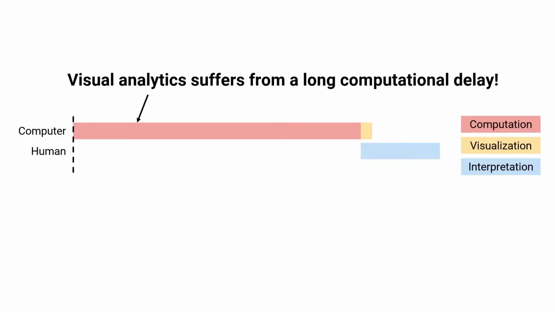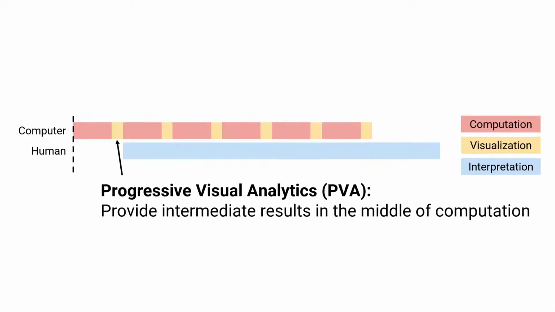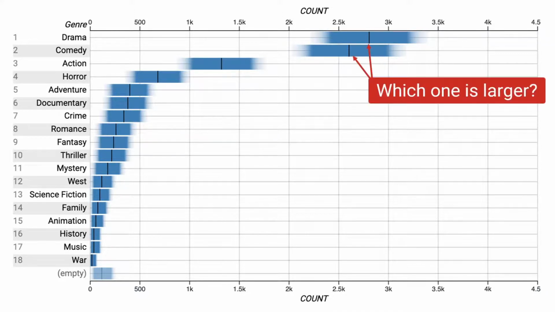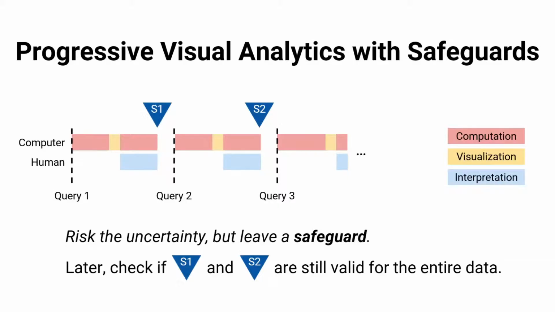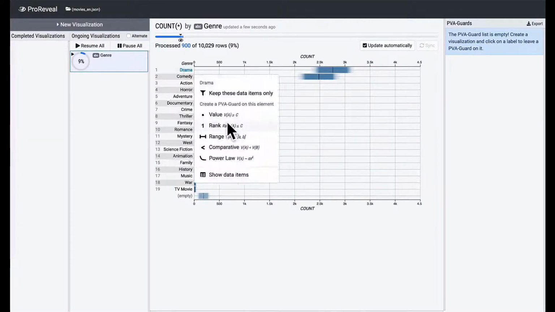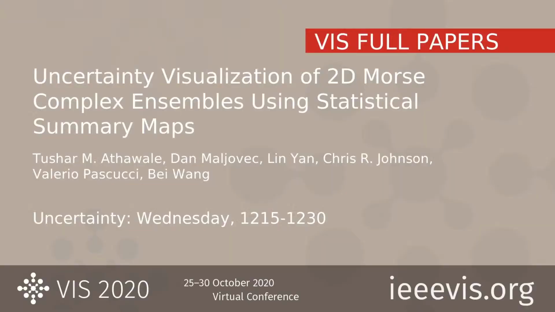Progressive visual analytics provides intermediate results in the middle of computation to address a long computational delay. However, such intermediate results are uncertain, so findings from these results can turn out to be incorrect for the entire data. In progressive visual analytics with safeguards, we suggest to risk the uncertainty, but we allow humans to leave safeguards every time they risk the uncertainty.